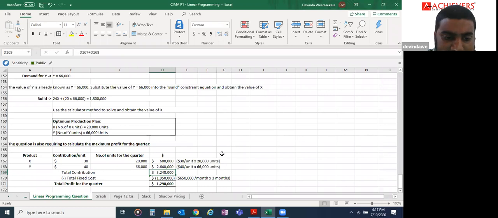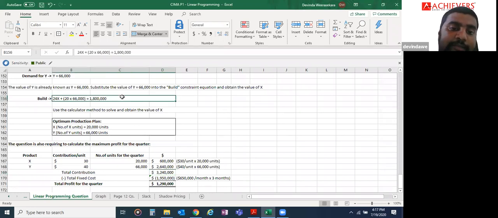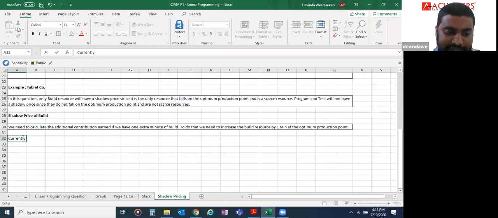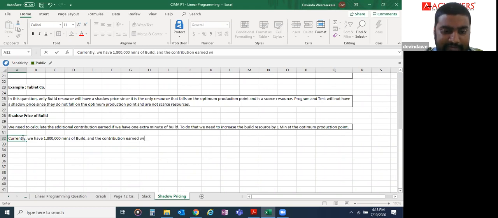Clear? So then we need to ask, with 1.8 million minutes of build, we got a contribution of 3,240,000. If I have 1 extra minute of build, that means 1,800,001 minutes of build, how much contribution can I earn? That's what we are going to calculate. So currently we have 1,800,000 minutes of build, and the contribution earned with this amount of build resource is $3,240,000.